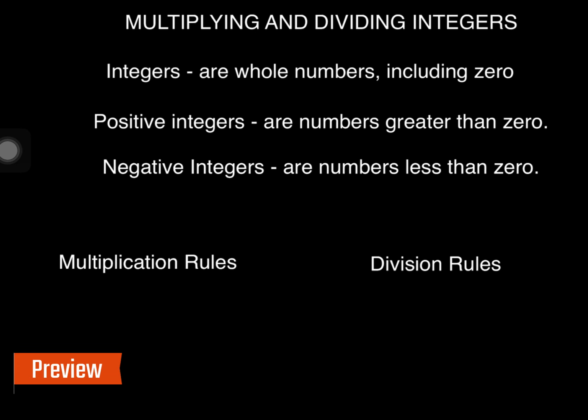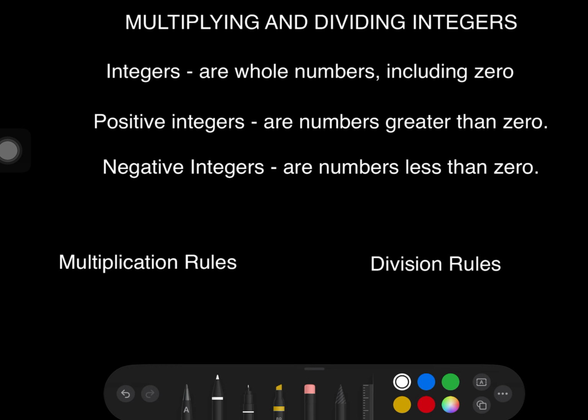All right. So before we proceed to the multiplication and division of integers, let us recap about integers. We all know that they are whole numbers including zero, and they can be categorized into two: positive integers and negative integers. Positive integers are numbers greater than zero, while negative integers are numbers less than zero. So this is the less than symbol.